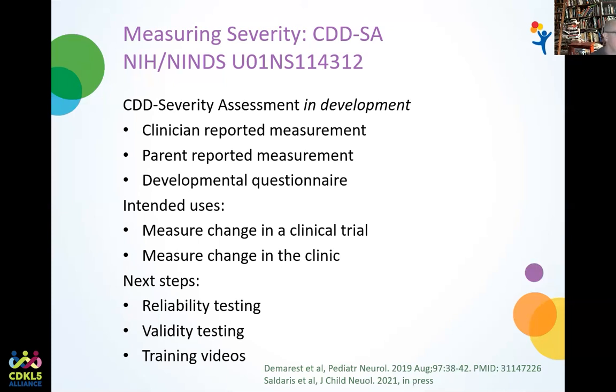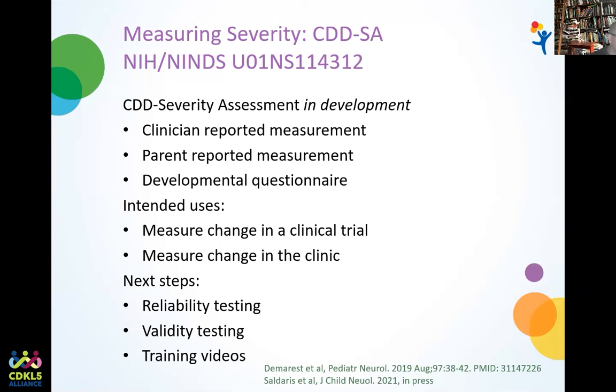So what are the intended uses of these severity assessments? Well, primarily, we want these to be able to measure significant change in a clinical trial, but it's also possible that these could be used to measure change as your child is being followed by your clinicians. There are several very important next steps as part of these severity assessments. The first one is reliability testing. In other words, if I use this today and in 4 weeks' time or 2 weeks' time, will I still get the same answer? If I use this and another clinician uses it, will they get the same result?